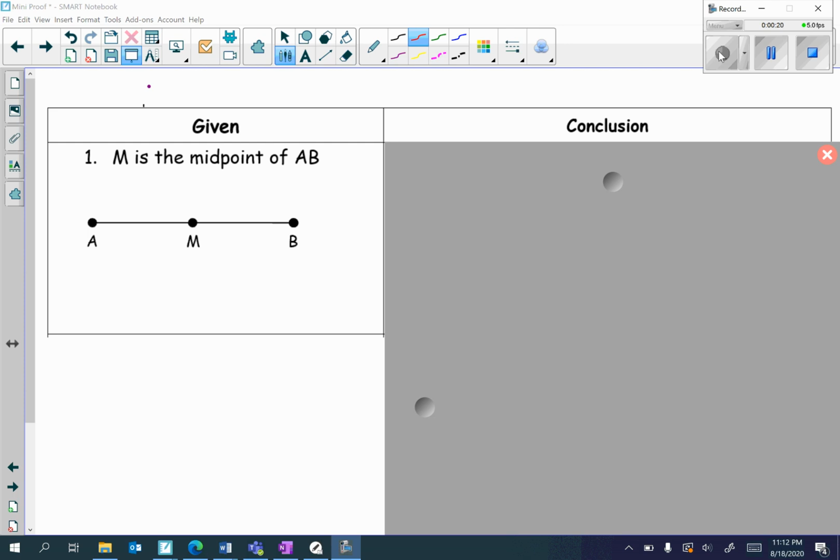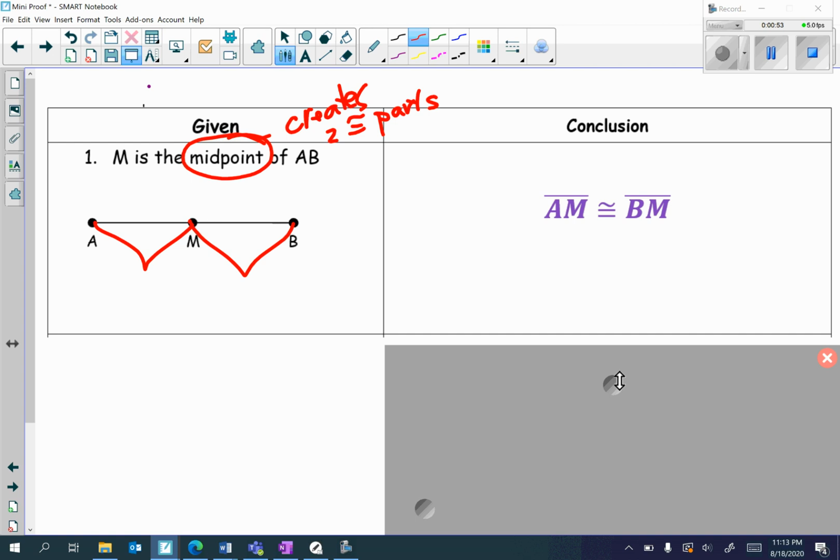Given M is the midpoint of AB. So notice in the diagram I have line segment AB and I have an M as the midpoint. I see the word midpoint and I circle that keyword. And I know that a midpoint creates two congruent parts. So therefore, I know that AM is going to be congruent to BM. And therefore, that's my conclusion.